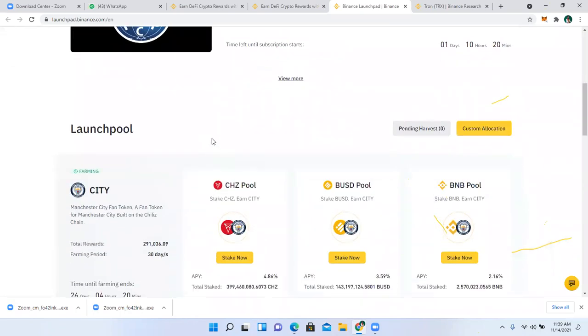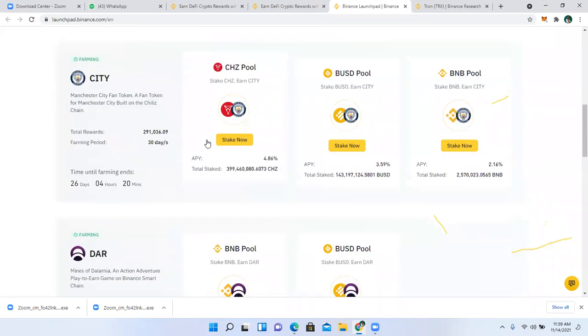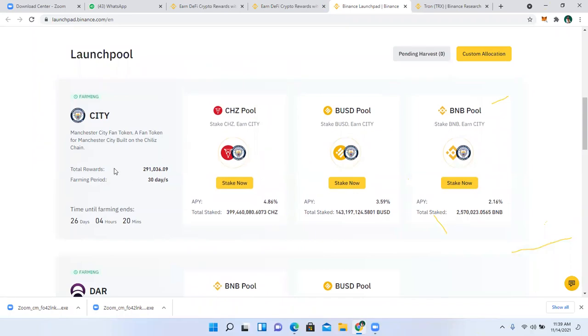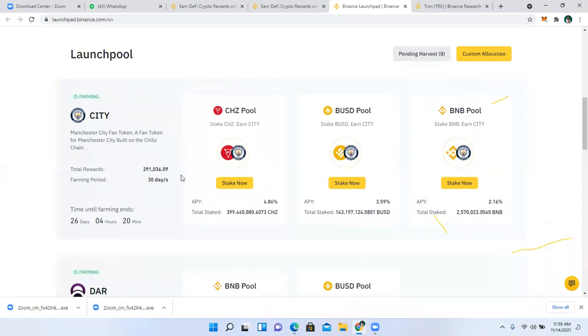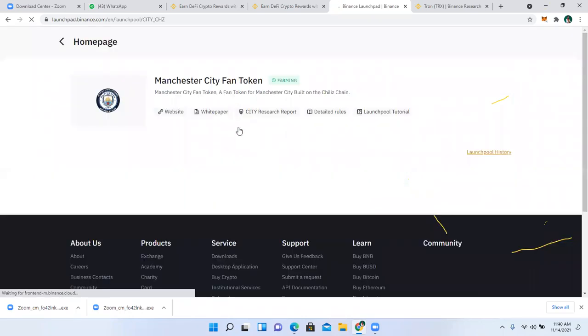Hope I'm not mistaken, launch pool. Okay, let's just look at it and see. Right. So, okay, now as you can see, it's saying this is the Cheese CHZ pool. So let's click on it and see what comes out.